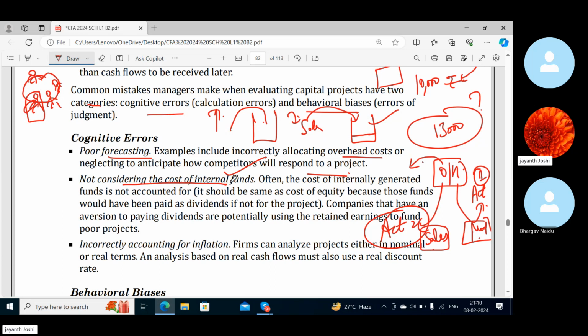Not considering the cost of internal funds. See, suppose the company has retained earnings, they have retained a lot of money, and if they are not investing it, they are definitely losing the potential income. So if they don't consider that cost, again that's a blunder.